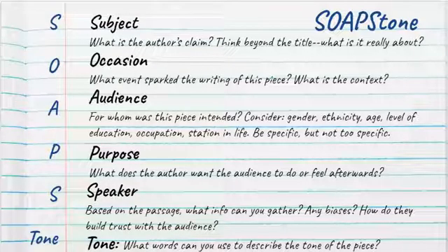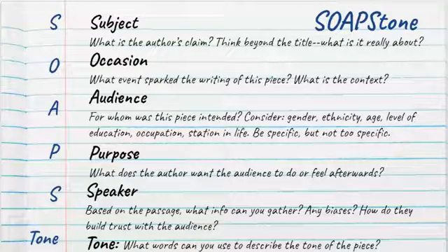O is for occasion. What event sparked the writing of this piece? What's the context? A is for audience. For whom was this piece intended? This is a difficult one, but consider the following to help you narrow it down. We have gender, ethnicity, age, level of education, occupation, station in life. You'll want to be specific, but not too specific. This is actually a pretty difficult one. You usually need to figure this out through the words that they use or the topic, etc.